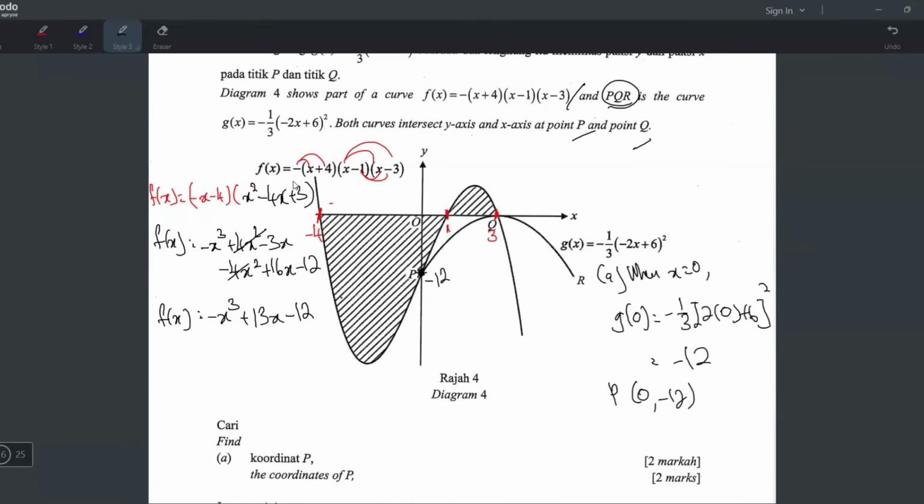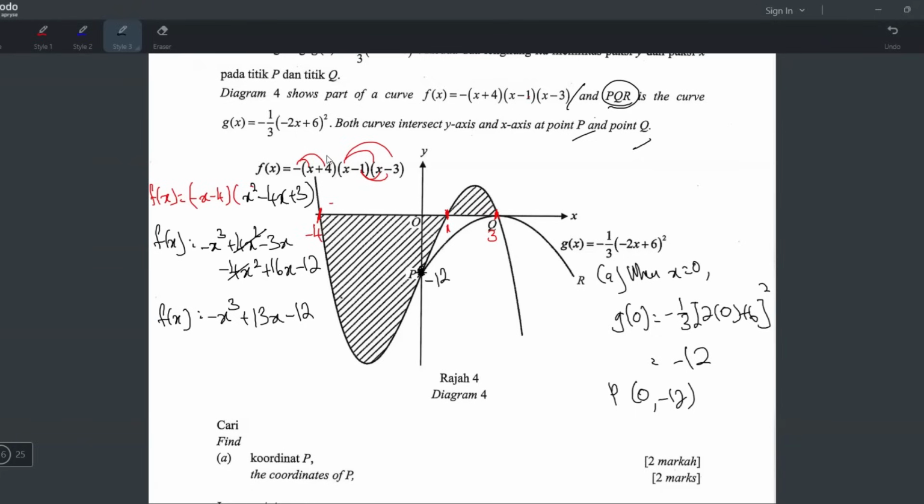But sir, what if I sub into this equation? Can also. If you take this equation and do x equals 0, you get the same. You know why? Because this point P is also the y-intercept for this cubic curve. It means this point P is the y-intercept of the quadratic curve, but at the same time, it's also the y-intercept of the cubic curve. That's why you can sub x equals 0 here also. And believe me, you will get the same answer.